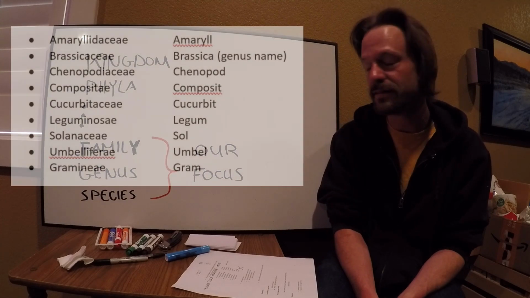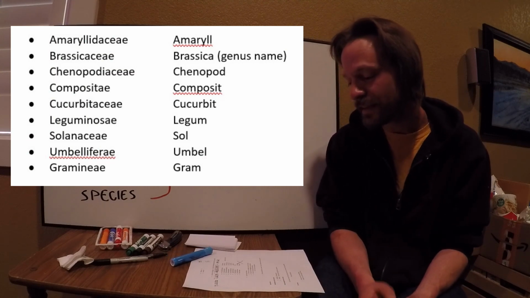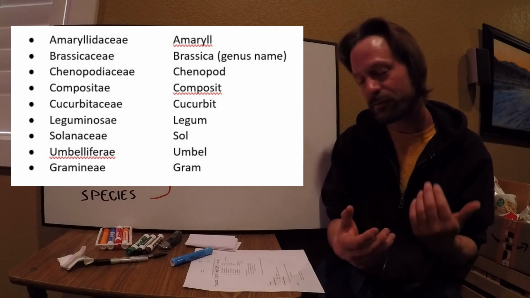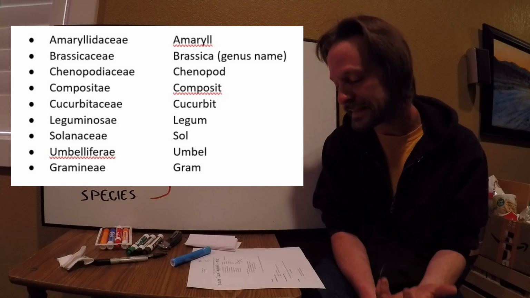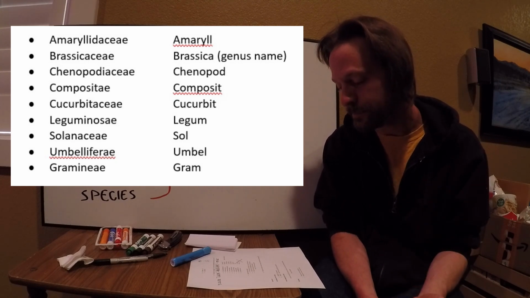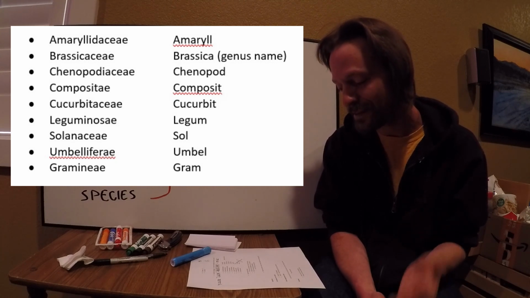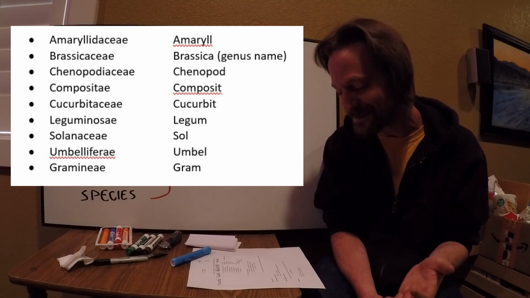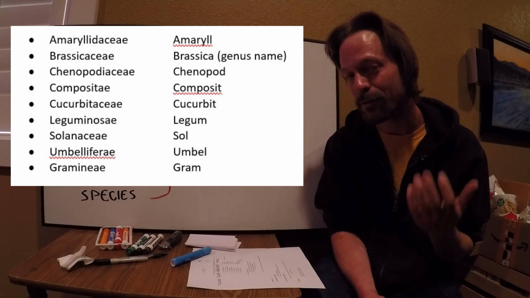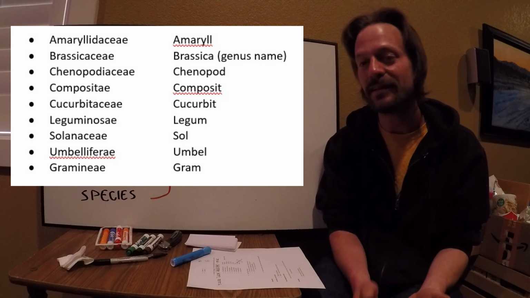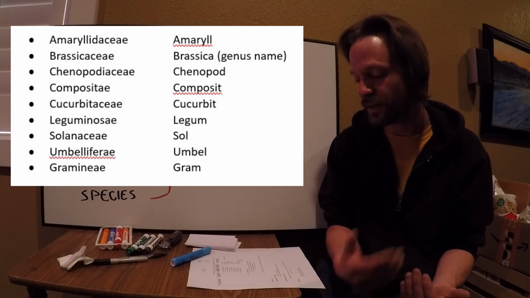I'm going to throw up this list. It has all these family names on it. And you might not like me for that. Let me read them off for you just so you know how they're pronounced. Amaryllidaceae, Brassicaceae, Chenopodiaceae, Compositae, Cucurbitaceae, Leguminosae, Solanaceae, which my sister's going to name her kid after. Just kidding. We were laughing about that. Umbelliferae, Gramineae.